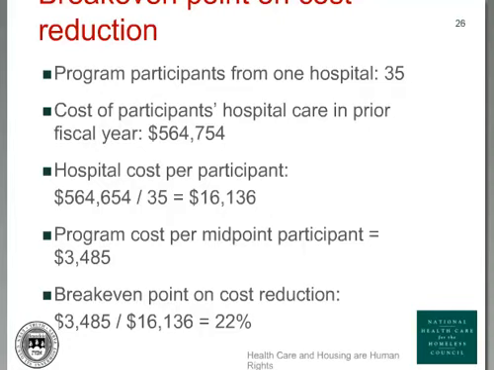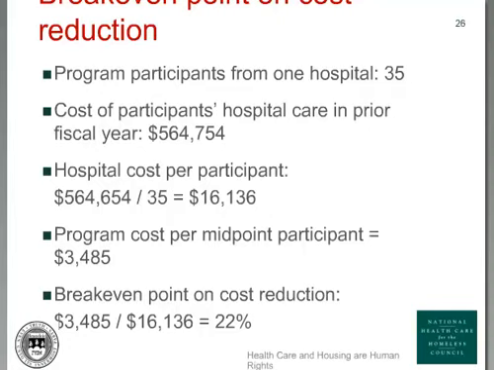On the previous results tab, we recall that we calculated the cost per midpoint, or per average participant, of $34.85. And so one of the ways that we can use this tool is to calculate what would be the break-even point of cost reduction? We did this calculation by taking the cost per participant of our program, the $3,400, and dividing that by the historical cost of what each of these clients had cost in hospital care in the previous year, $16,000, and that ratio is 22%.